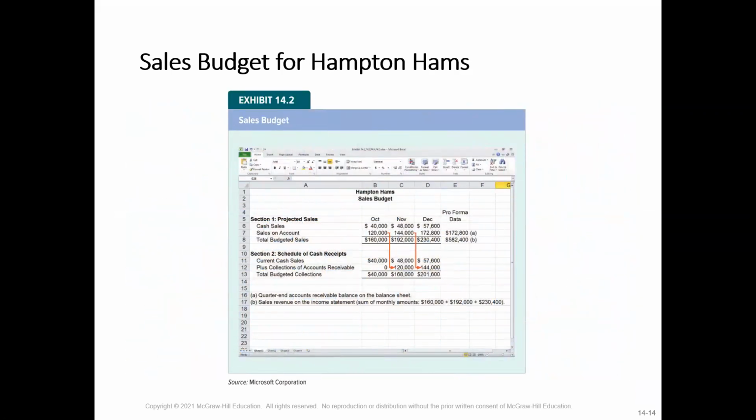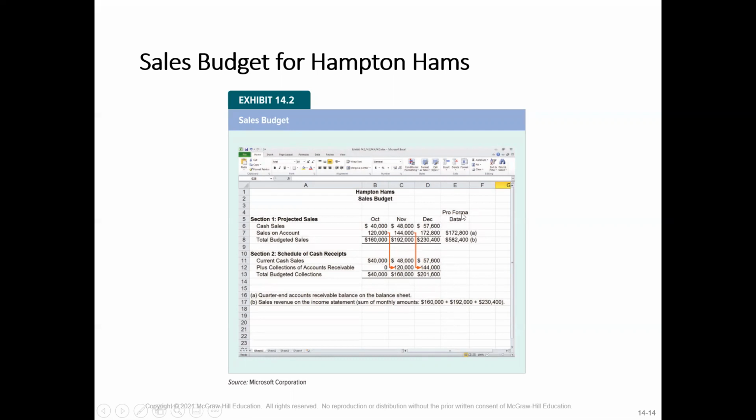Excel is a perfect use for budgeting. So we came up with not only projected sales for October, but we're working on a schedule of cash receipts as well. It's ideal to have multiple sections in your budget, because then it's killing two birds with one stone, so to speak. So with our projected sales, we're also building our schedule of cash receipts.